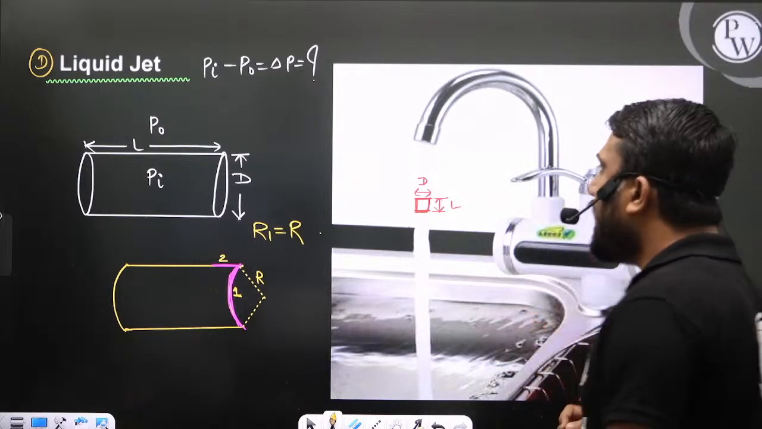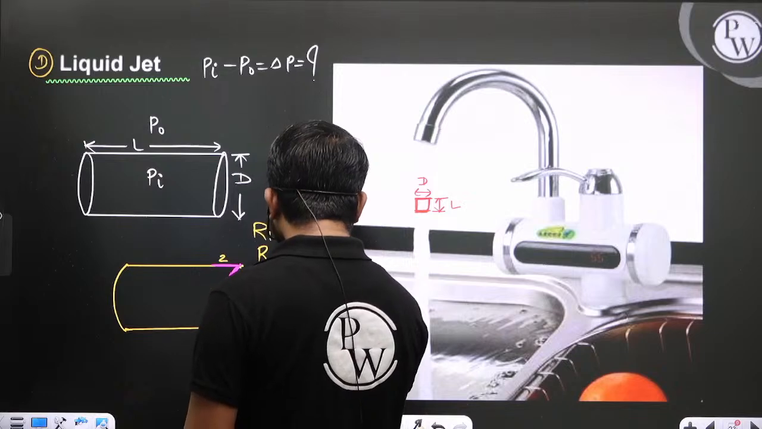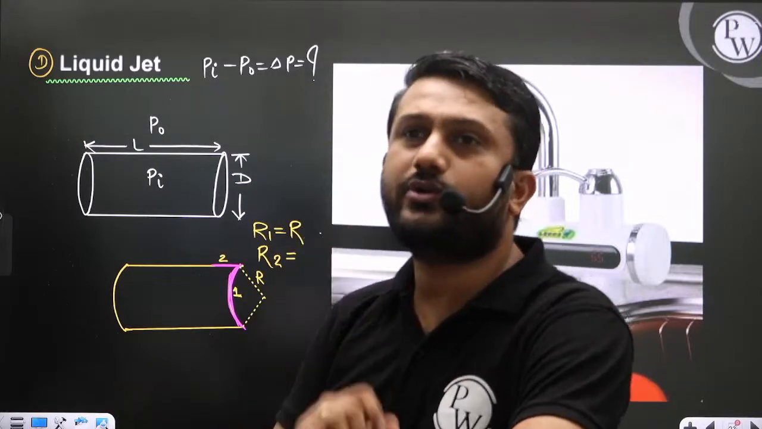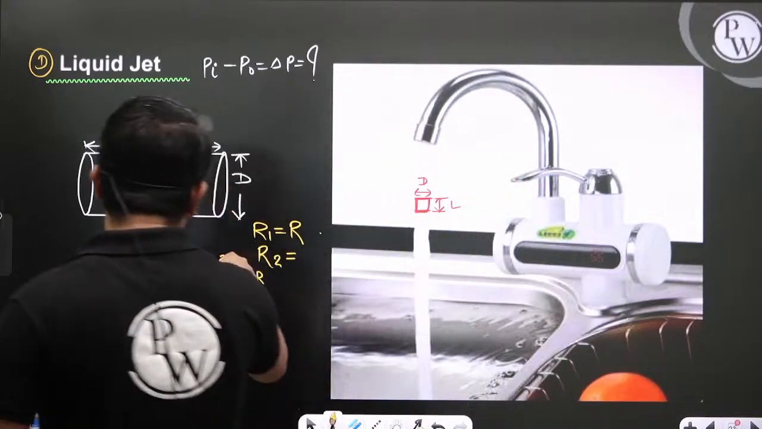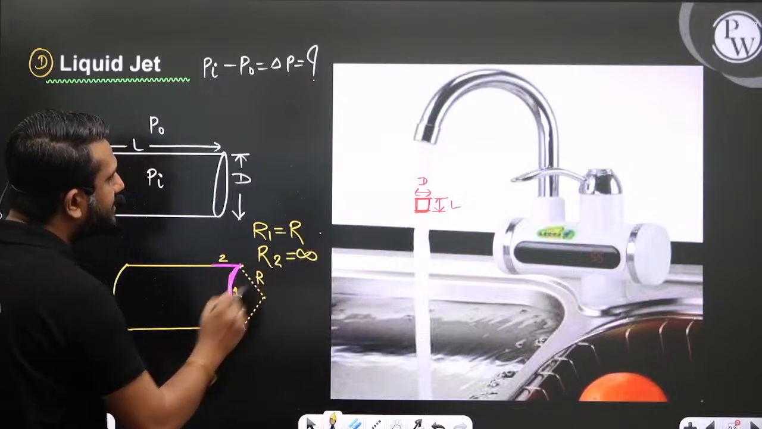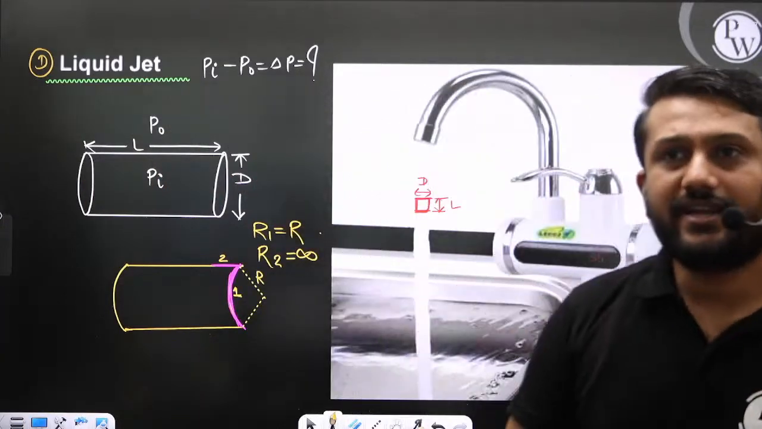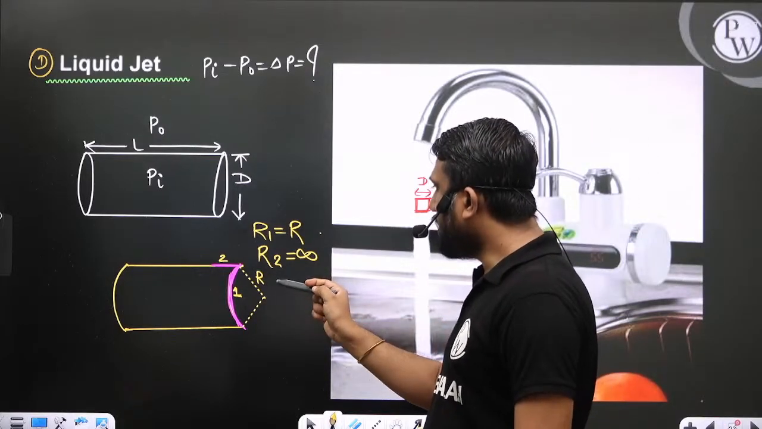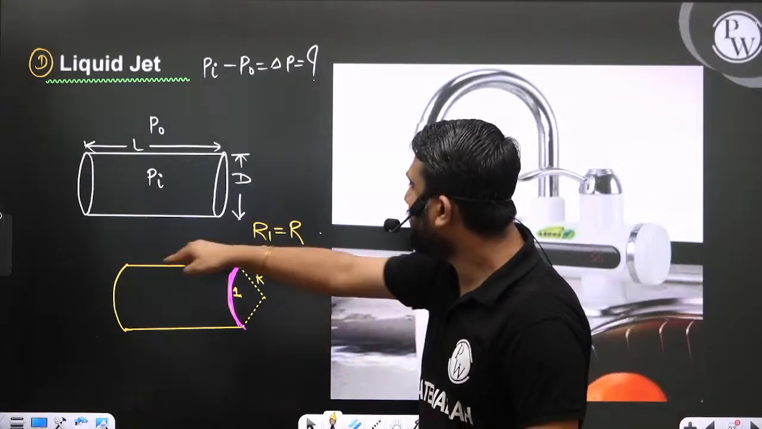What happened with the R2? Can anyone tell me what is the R2? So beta, for this straight line, what is the R2? That R2 is infinite, na? Right, R1 is equal to R. This is the interface number 1. So R1 is equal to R and this is the interface number 2. So R2 is equal to infinite because this is a straight line.